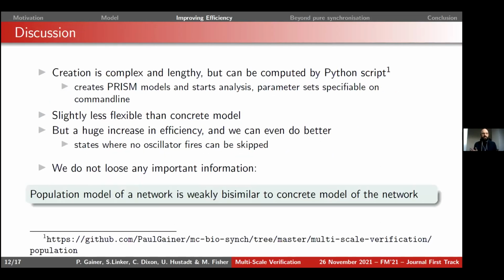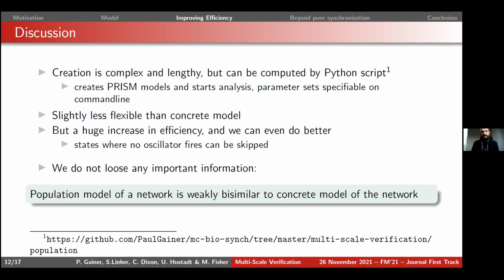So this is a bit more complex in its creation, and it also gets kind of lengthy because you need to explicitly encode all of these things in your DTMC, but it's actually feasible to do this with a Python script. And then you can actually use this Python script to automatically create loads of Prism models, start the analysis with different sets of parameters, and that's it.